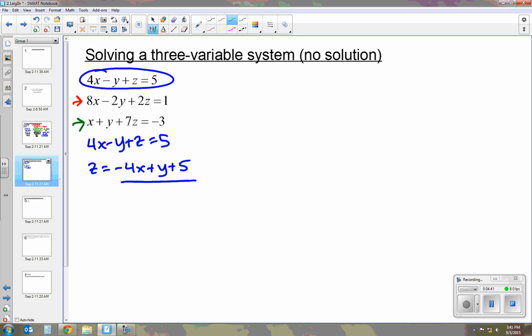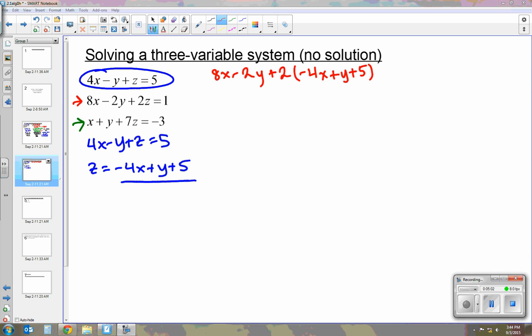So let's do the second equation. So we have 8x minus 2y plus 2z, and z is negative 4x plus y plus 5. Now we're going to distribute, then simplify.